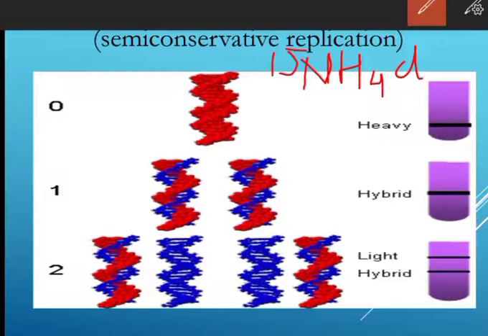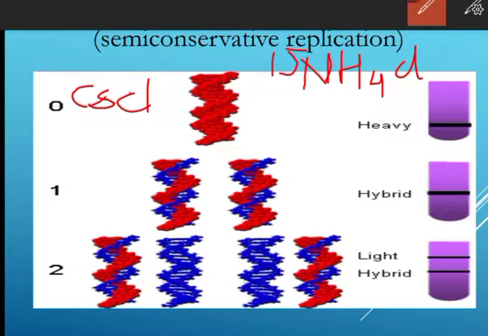N15 is the heavy isotope of nitrogen and it is the only source of nitrogen. The result was that N15 was incorporated into the newly synthesized DNA. By centrifugation in a cesium chloride, that is CsCl, density gradient, this heavy DNA molecule could be distinguished from the normal DNA.